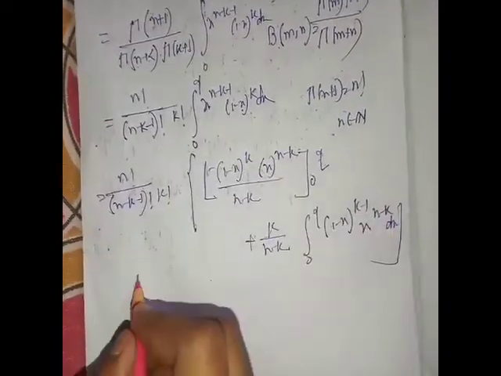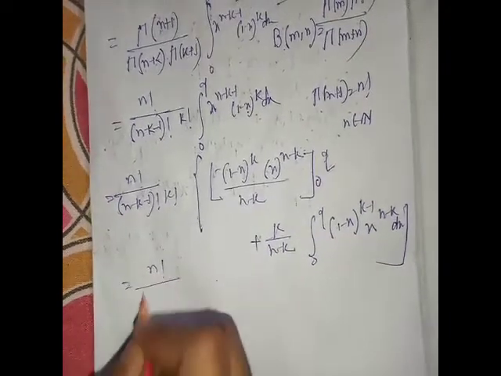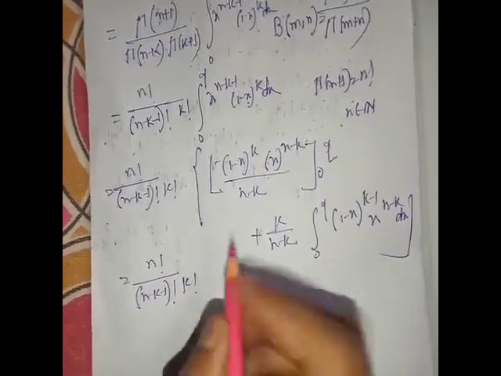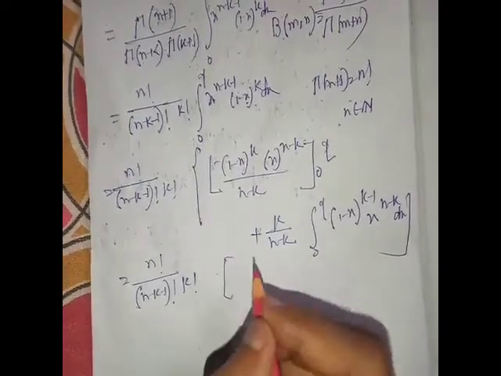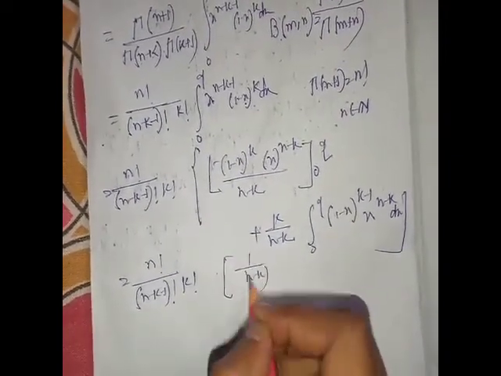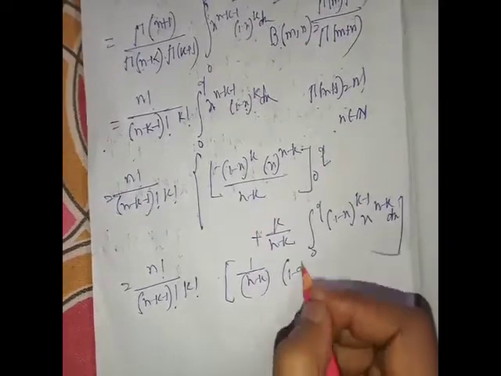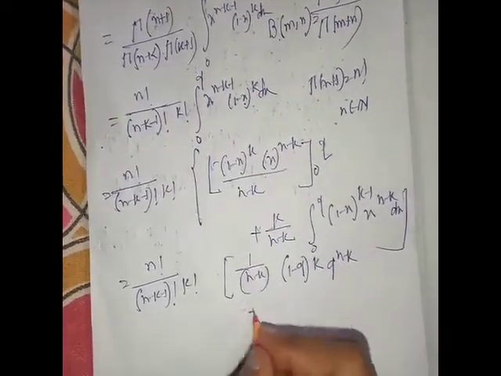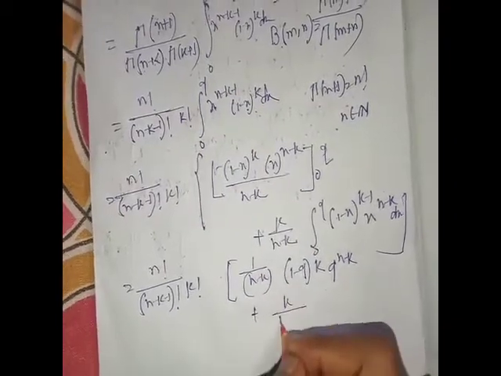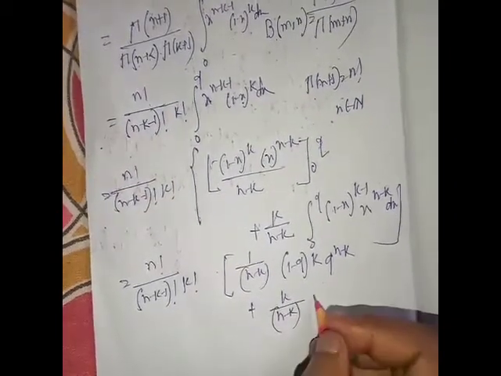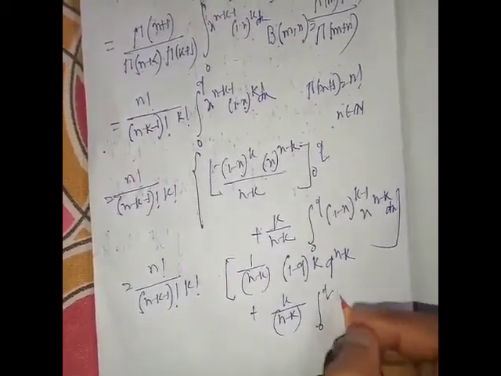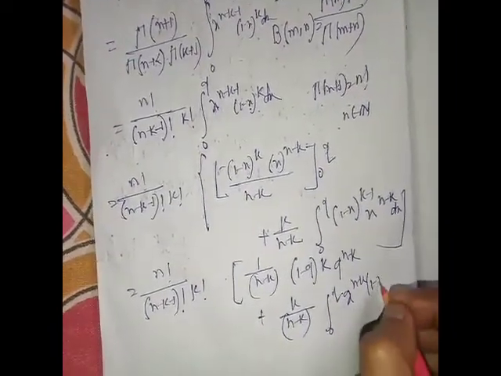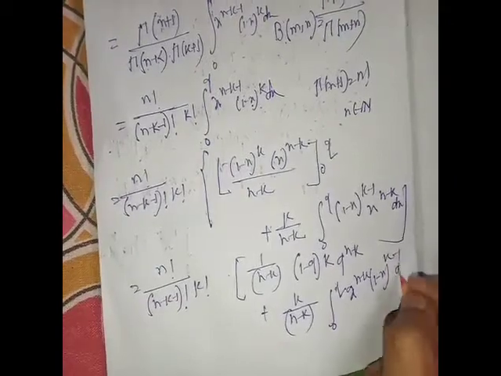Putting these values, we get n factorial by (n minus k minus 1) factorial times k factorial, times (n minus k)... (1 minus q)^k times q^(n minus k), plus k by (n minus k), integral from 0 to q of x^(n minus k) (1 minus x)^(k minus 1) dx.